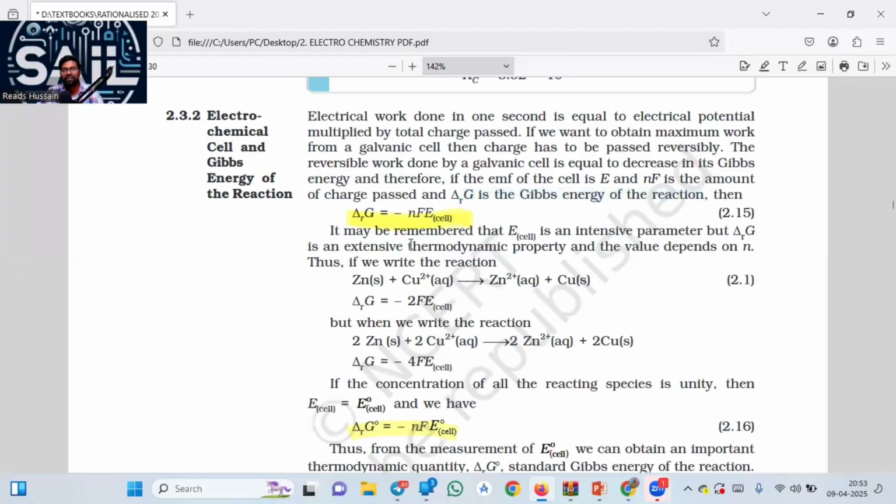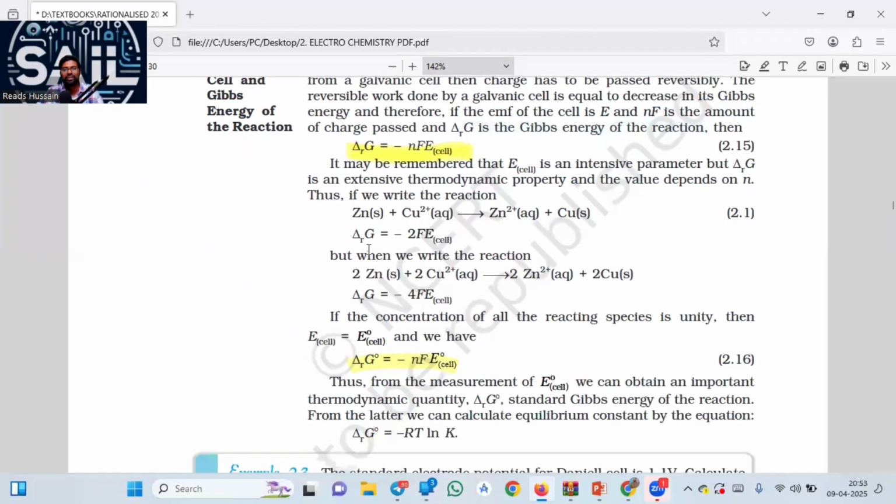And how to apply this formula? For this reaction Zn, I told you. Suppose the same reaction is given like this, 2Zn plus 2Cu2+. Here you see, 2 twos are 4, no? Cu2+ is there, but it is multiplied by 2, then 2 twos are 4. That means the total number of electrons transferred is 4. So in this formula, delta G is equal to minus nFE, in the place of n we have to substitute 4 here.